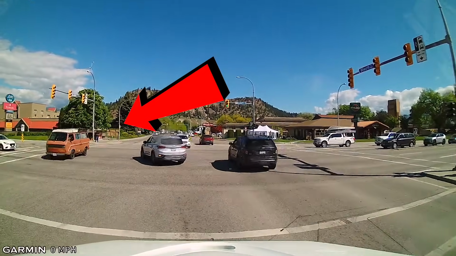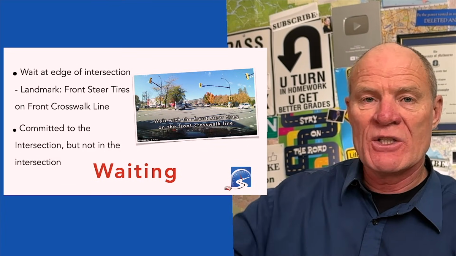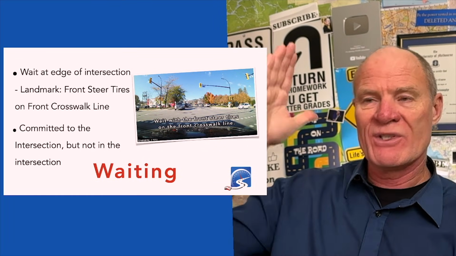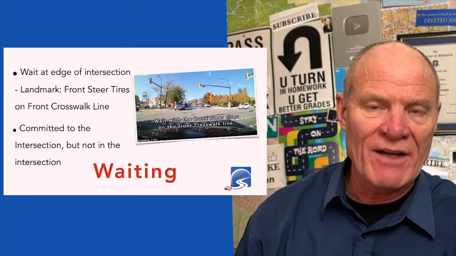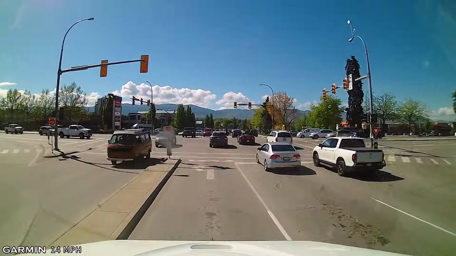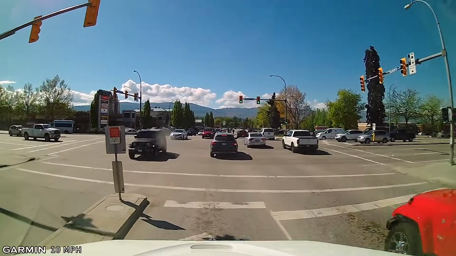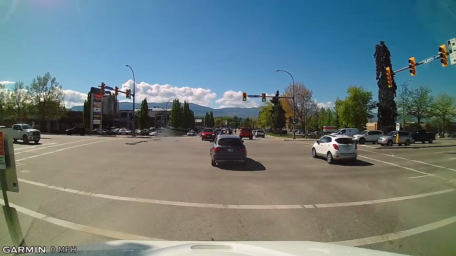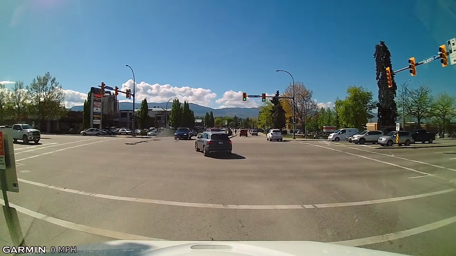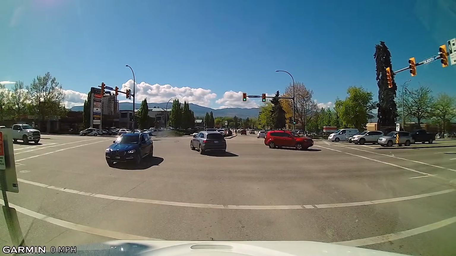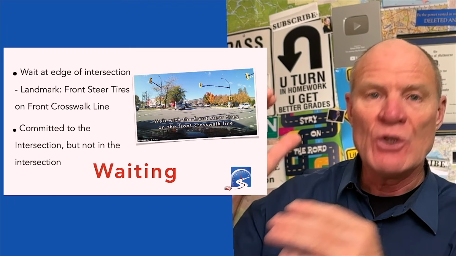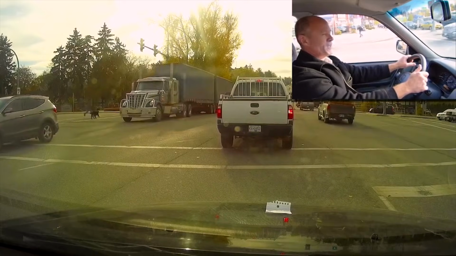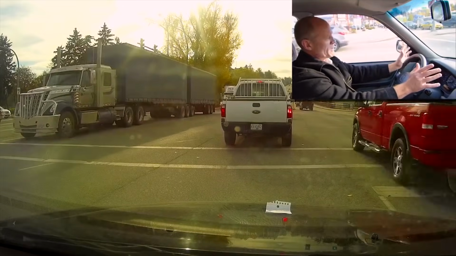Waiting at the edge of the intersection, you are committed to the intersection, but you're not in the intersection if something goes wrong. If you're sitting in the intersection, you're waiting to turn left and something goes wrong, you're in it. You don't want to be in it, okay? Stay out of the intersection until you can absolutely move through and clear. The other piece about this, if you get into the intersection and the light turns red, you have to clear the intersection. You own the intersection. You have to clear it as expediently as possible.